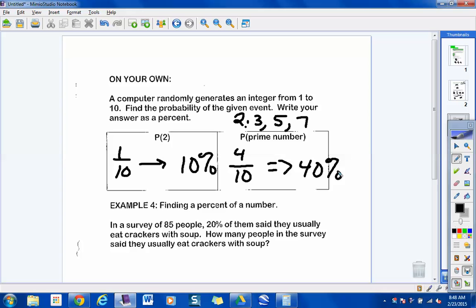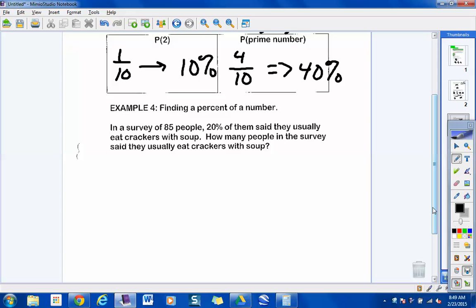Last example then, finding the percent of a number. It says in a survey of 85 people, 20% of them said they usually eat crackers with their soup. How many people in the survey said they actually eat crackers with the soup? Well, how many people are being surveyed? 85. Basically what we're trying to do is to find 20% of what value? 85.